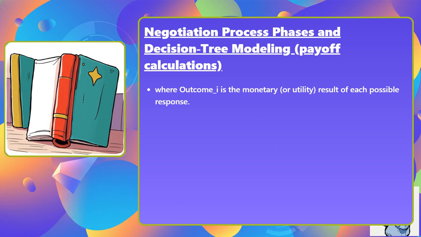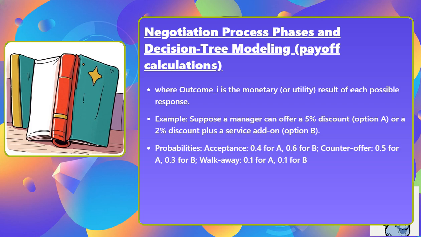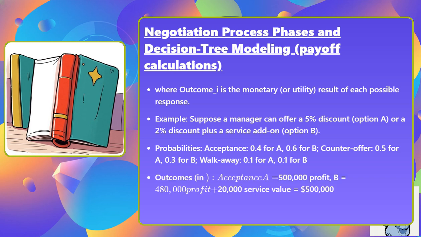where outcome i is the monetary or utility result of each possible response. Example, suppose a manager can offer a 5% discount, option A, or a 2% discount plus a service add-on, option B. Probabilities: acceptance 0.4 for A, 0.6 for B. Counter offer 0.5 for A, 0.3 for B. Walkaway 0.1 for A, 0.1 for B. Acceptance outcome: A equals $500,000 profit. B equals $480,000 profit plus $20,000 service value equals $500,000.